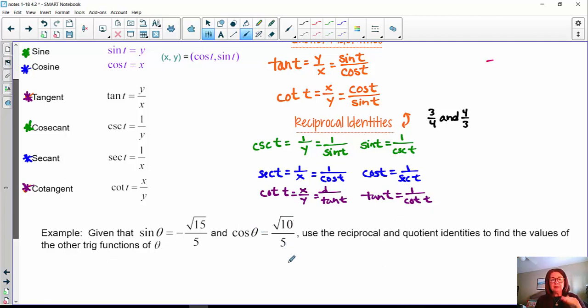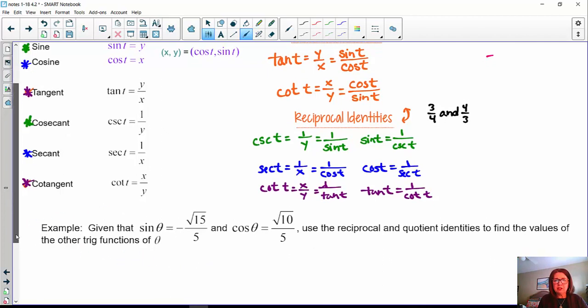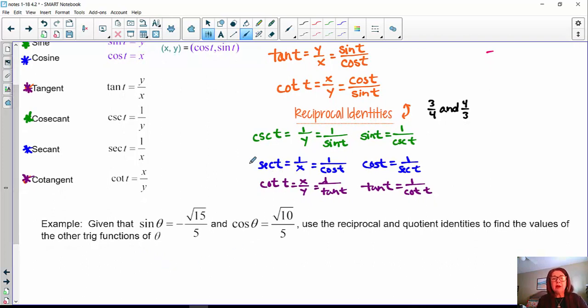So let's walk through that. I've tried not to go too far past them, but I may have to just to get my tablet to work well. So I want to use my reciprocal and quotient identities. I'm going to start with my quotient identities. So I will find the tangent of the angle. Instead of t, we're using theta this time, by taking the sine of the angle, which is negative square root of 15 over 5, divided by the cosine of the angle, which is square root of 10 over 5.